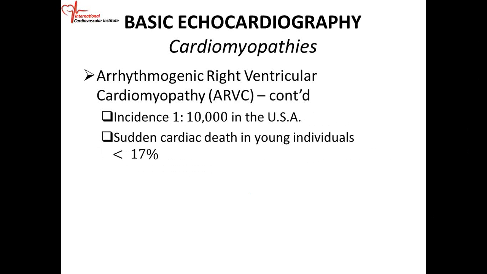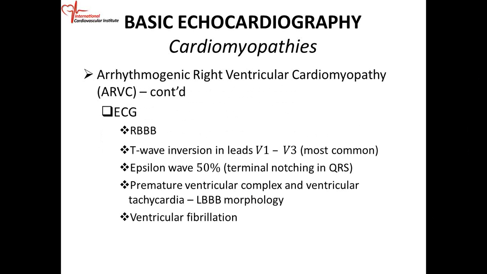The incidence is about 1 in 10,000 individuals in the United States. So again, not very common. However, it causes a lot of sudden cardiac death, especially in young individuals. So if you take all comers, young individuals with sudden cardiac death, then the incidence of arrhythmogenic right ventricular cardiomyopathy will increase. It's going to represent a significant proportion of young individuals with sudden cardiac death.